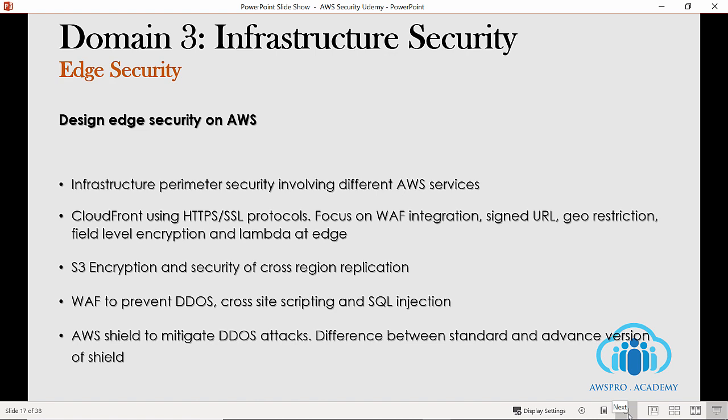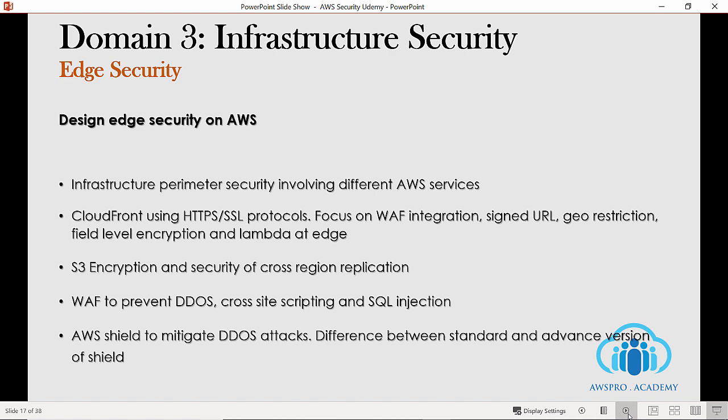Also, you should know how to filter HTTP requests on the edge location when needed. Focus on features including WAF integration, signed URL, geo-restriction, field-level encryption, and Lambda@Edge. Also, you should know the secure integration between S3 and CloudFront, including origin access identity.